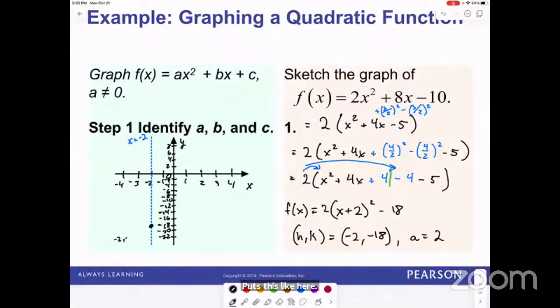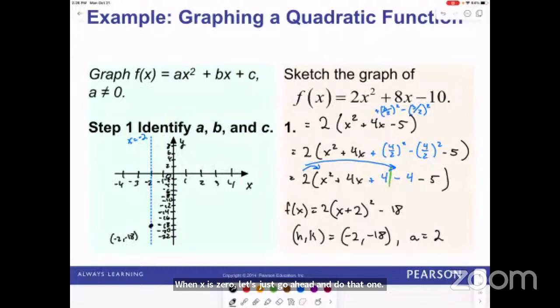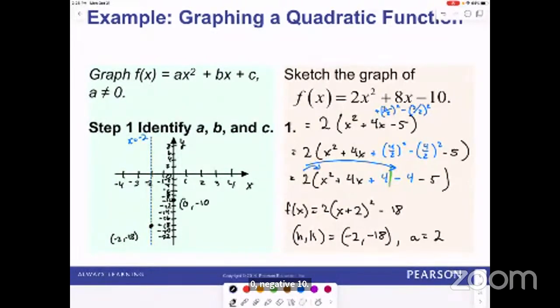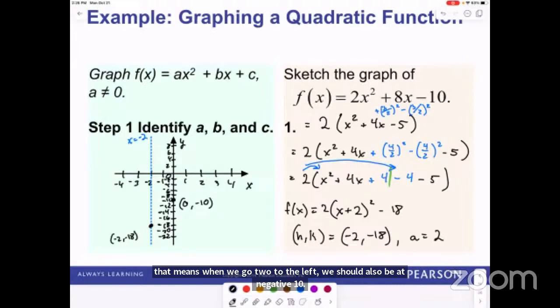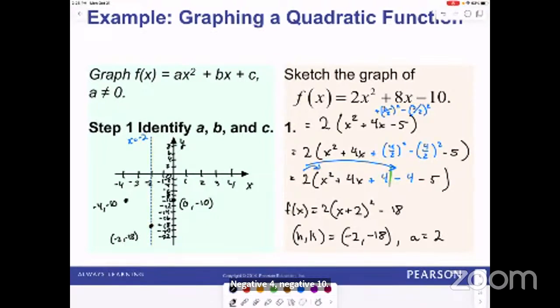Okay. Let's see. When x is 0, right? Let's just go ahead and do that one. When x is 0, the corresponding y is -10. So we have this ordered pair 0, -10. So when we went 2 to the right, we were at -10. So that means when we go 2 to the left, we should also be at -10. Right about here. -4, -10. And then we just connect it with a smooth curve.